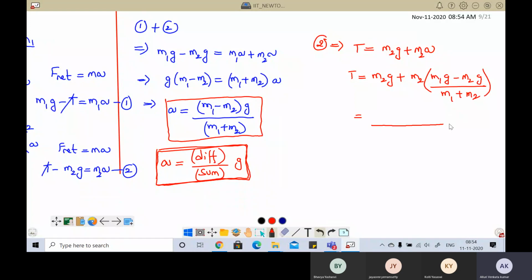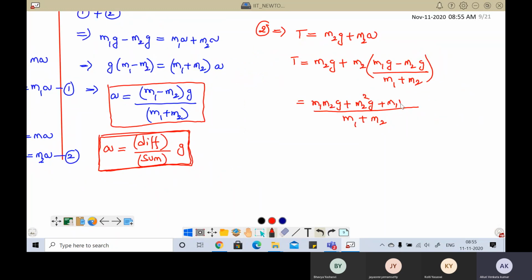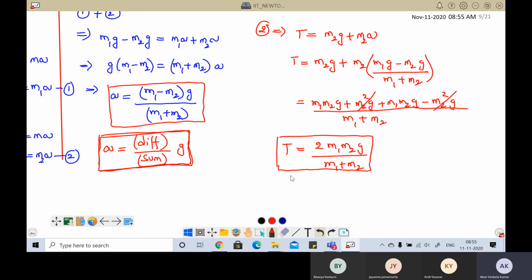So that is equal to, LCM is M1 plus M2. Now multiply: M1 M2G plus M2 square G plus M1 M2G minus M2 square G. Now M2 square G will get cancelled. So that is 2 times M1 M2G divided by M1 plus M2. So this is the expression for tension. This also you can remember as 2 times the product of masses divided by the sum of masses, into G.